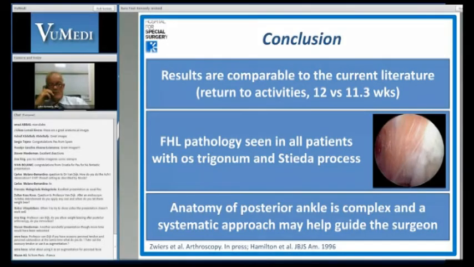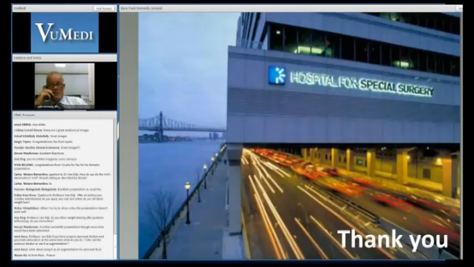Again, to underscore FHL pathology, you have to look for it every time that you have a Stieda process and os trigonum, and that it's complex, the anatomy back here, and you really do need a systematic approach to help guide the surgeon. So that's it from New York.